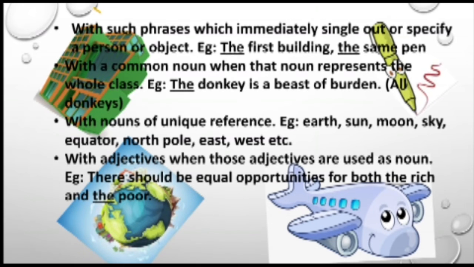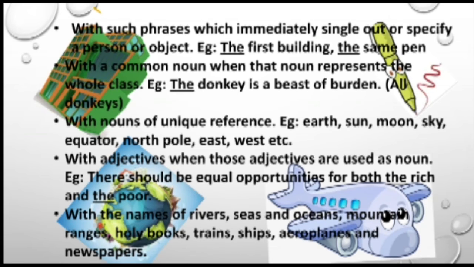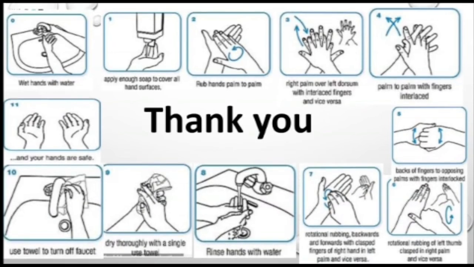With adjectives, when those adjectives are used as noun. For example, there should be equal opportunities for both the rich and the poor. In this sentence, you can clearly see that rich and poor are adjectives, but they are working as noun in this sentence. So, when adjectives are working as noun in any sentence, we use the with it. Understood? Last, with the names of rivers, seas and oceans, mountain ranges, holy books, trains, ships, aeroplanes and newspaper. So, with the names of all these things, we use the. I hope kids you have understood articles properly.